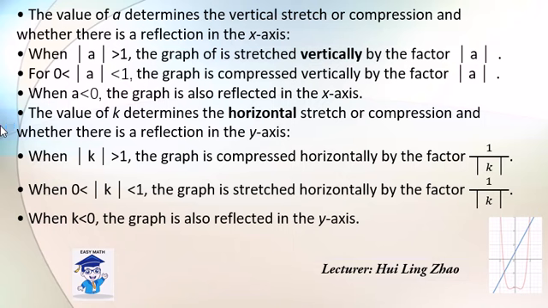What are a, k, d, c? How do they change the graph? The value of a determines the vertical stretch or compression and whether there is a reflection in the x-axis. When the absolute value of a is more than 1, the graph is stretched vertically by a factor of absolute value of a. When the absolute value of a is more than 0 and less than 1, the graph is compressed vertically by a factor of absolute value of a.